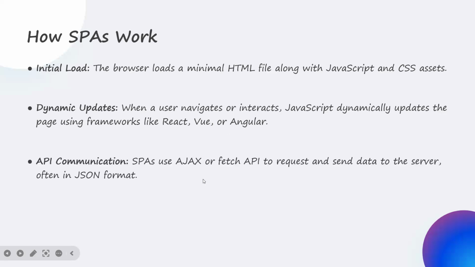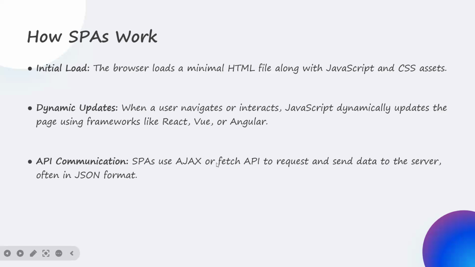API communication. Single page applications use the Ajax API or the Fetch API to request and send data to the server, often in JSON format. So when you're using a single page application, if you want to fetch a user's details, or if you want to log in, you will go to the server.